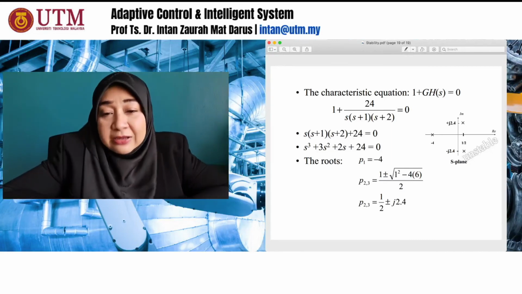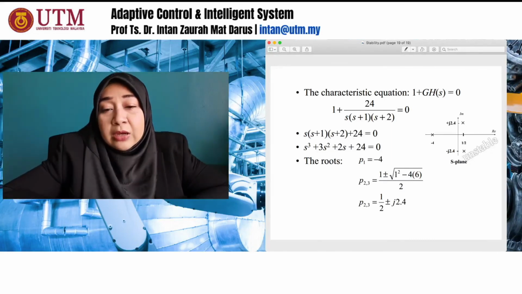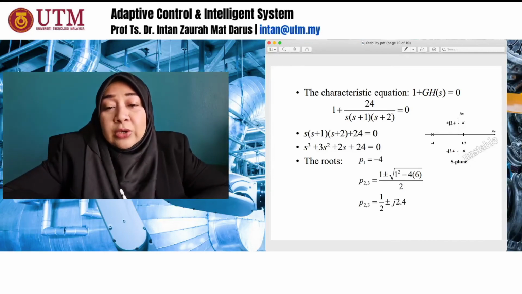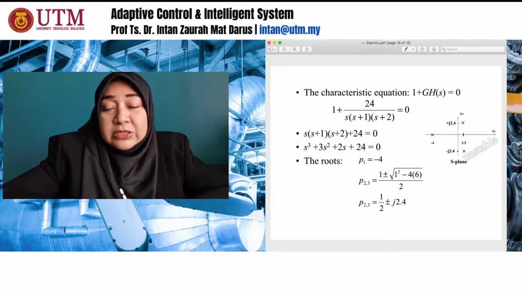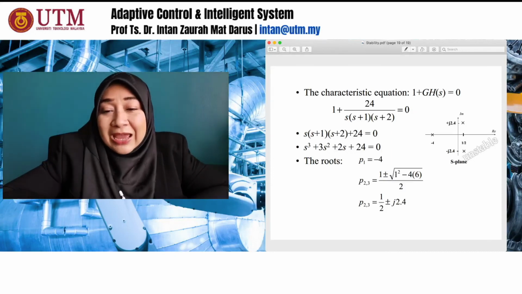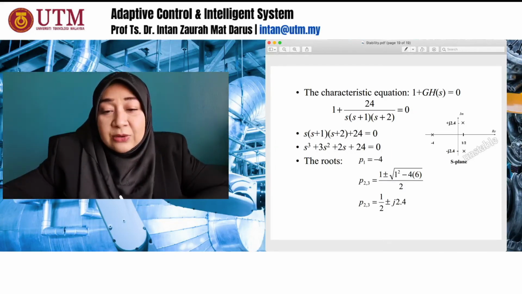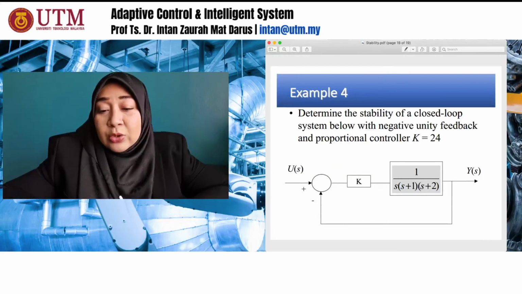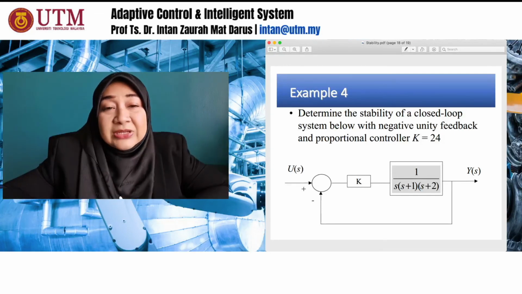So let's have a look at the characteristic equation, which is also the denominator of your closed loop transfer function. It is 1 plus GH(s) equals 0. In this case, K is 24. G is actually 1 over (s plus 1)(s plus 2). H is the feedback of your system, and in this case H has a transfer function of 1.